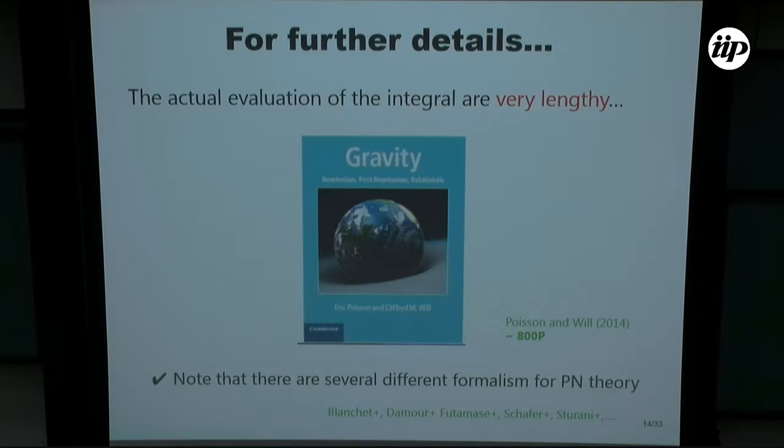This is just a language or mathematical tool or mathematical language.